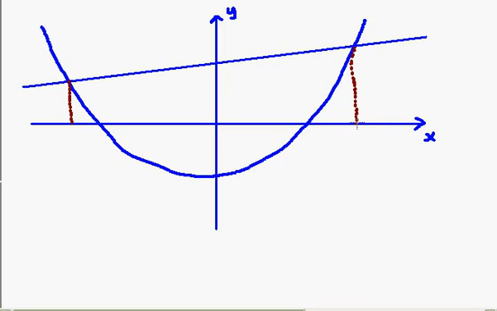Okay, so this point is minus 3/4 plus 1/4 root 105, because that's the larger of the two. And this one is the smaller of the two, minus 3/4 take away 1/4 root 105.